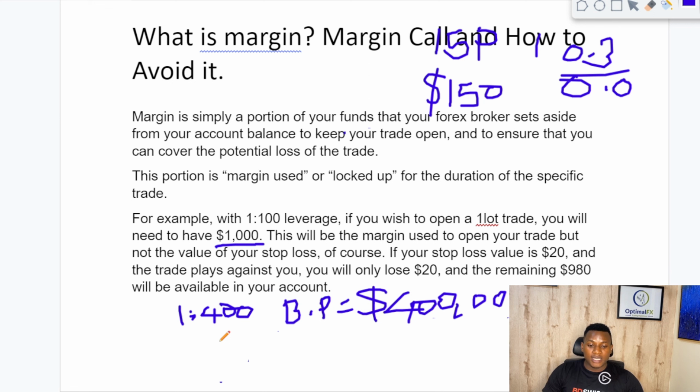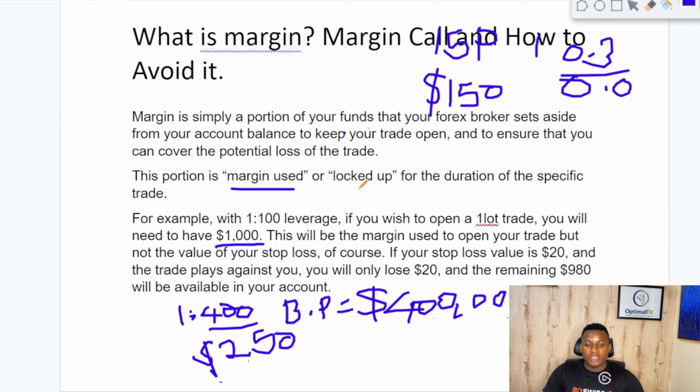That means your margin locked up for 1 standard lot will be $100,000 divided by 400, which is $250. The reason is you'll only be needing $250 from your $1,000 to purchase 1 standard lot. 250 by 400, that is $100,000. $100,000 equates to 100,000 units, which gives you 1 standard lot. Are we together? Yes. So with $1,000 and 1:400 leverage, you get 1 standard lot in the market.